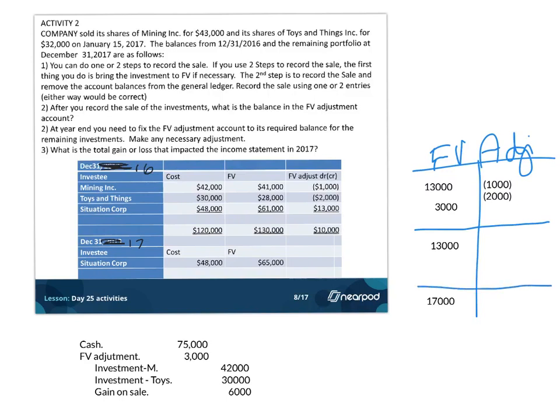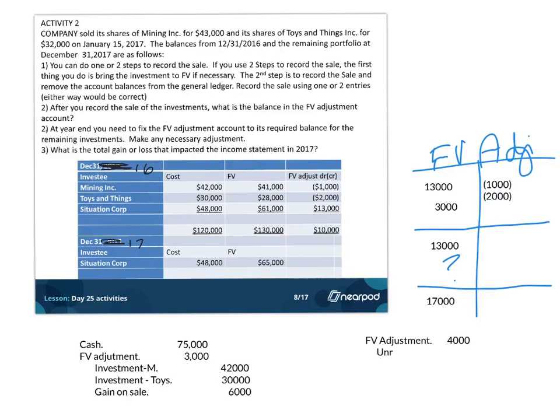The question is, what journal entry do you need to do to get there? All right, so that's the journal entry that you would do for my second number 2. Right, so then that's just a plain old fair value adjustment entry. So that is going to be a debit to fair value adjustment for the difference, which is 4,000.